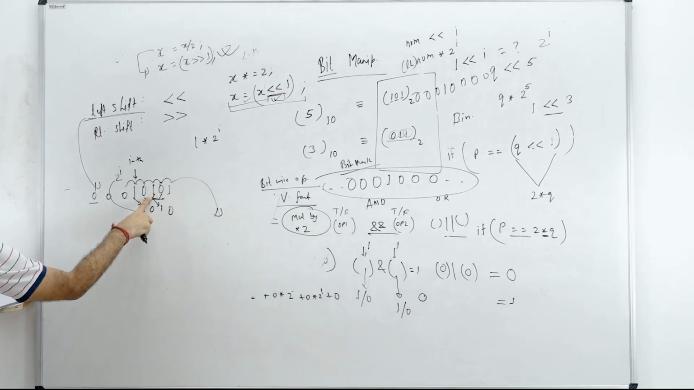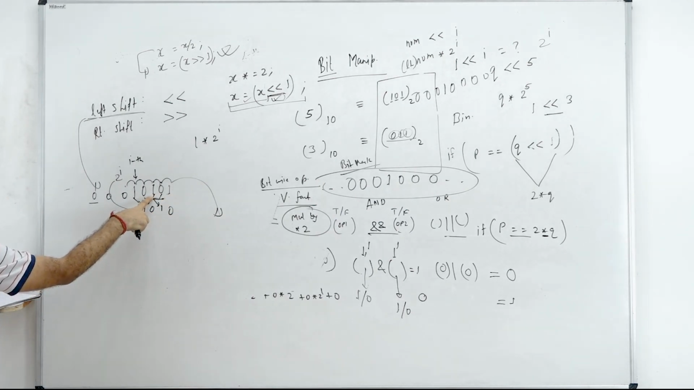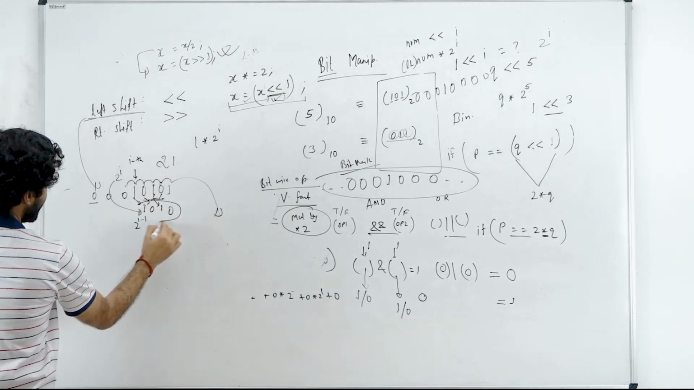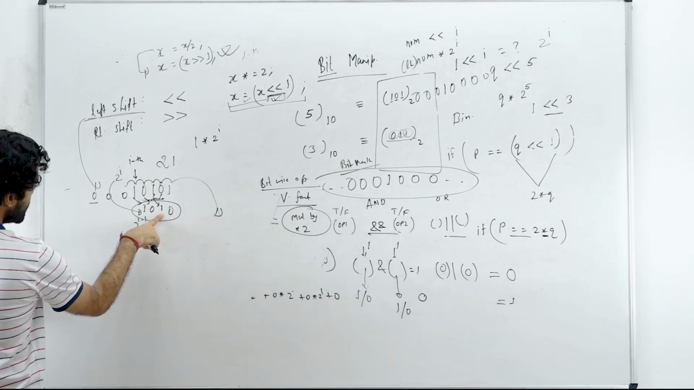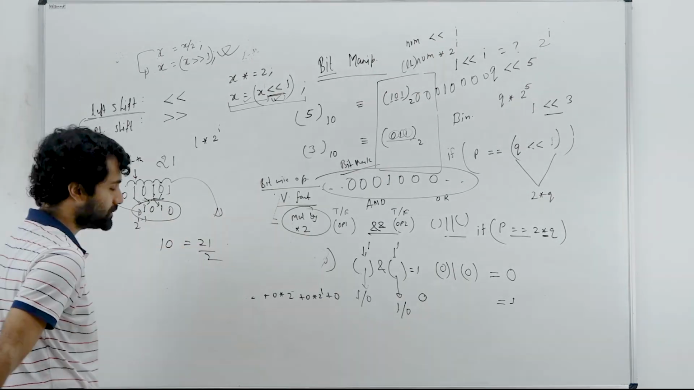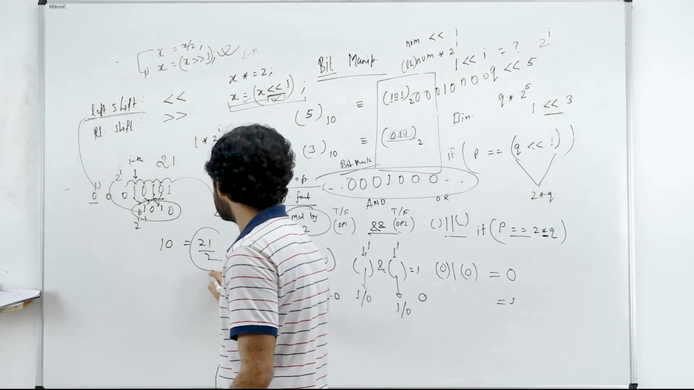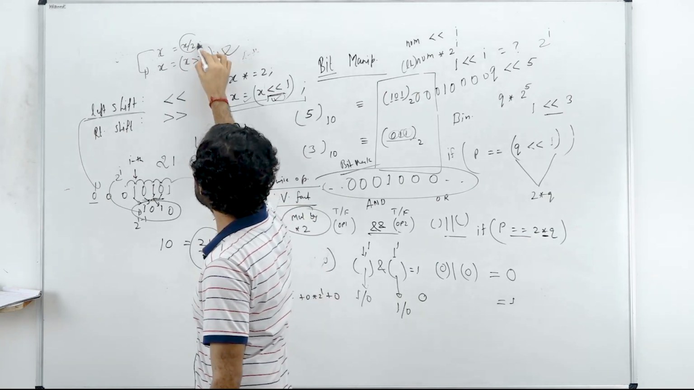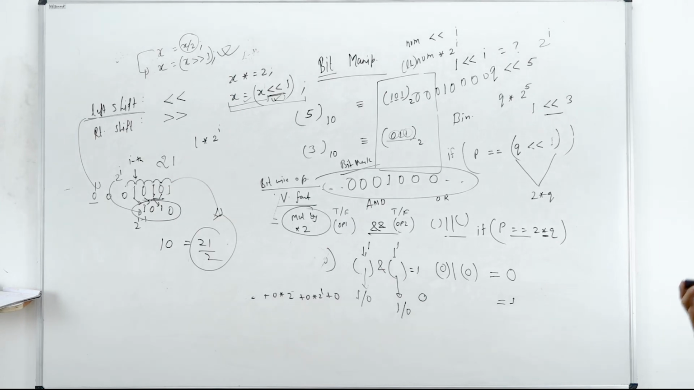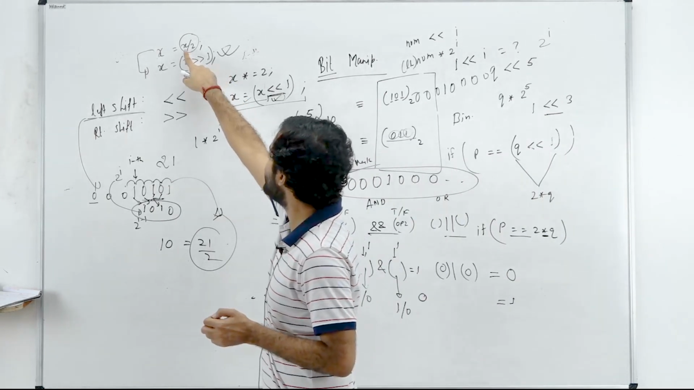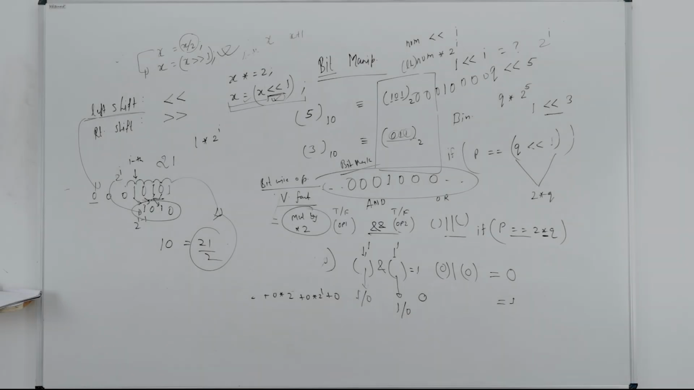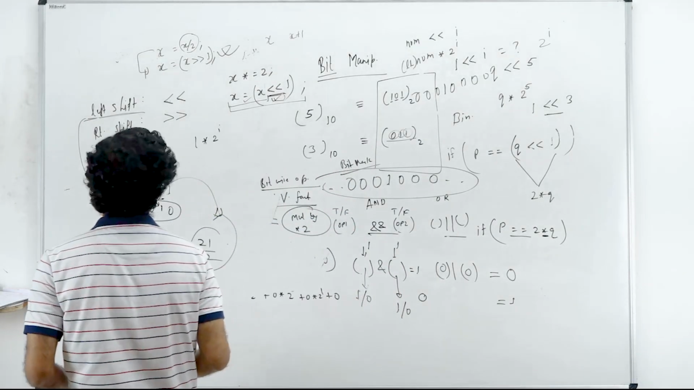What is the value of this? 1 plus 4 is 5 and 5 plus 16 is 21. And what is the value of this? 2 plus 8 is 10, and 10 is equal to 21 upon 2. So why will that not matter? Because this division that I wrote over here, which kind of division is this? This is integer division. And integer division by 2 will not have a different result whether you consider x or x plus 1, if x is odd. So these are a few things to be kept in mind.